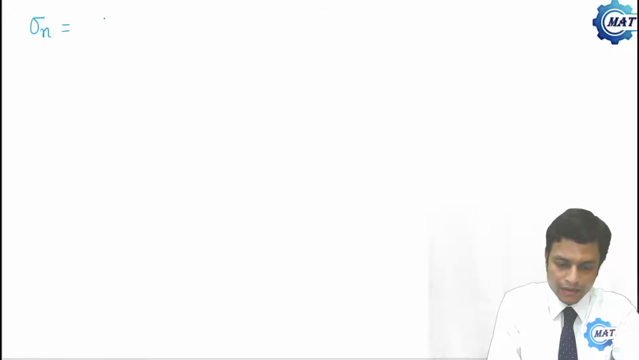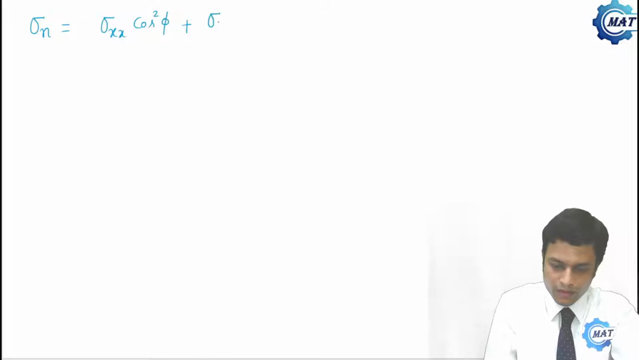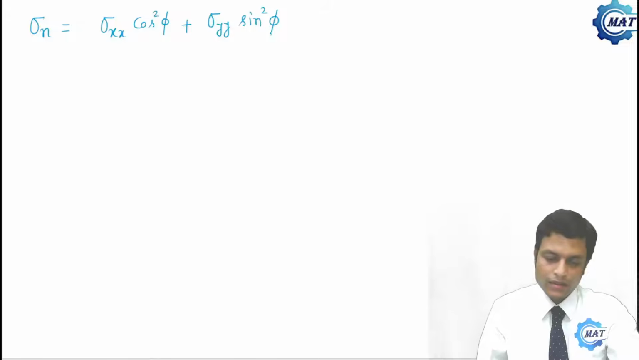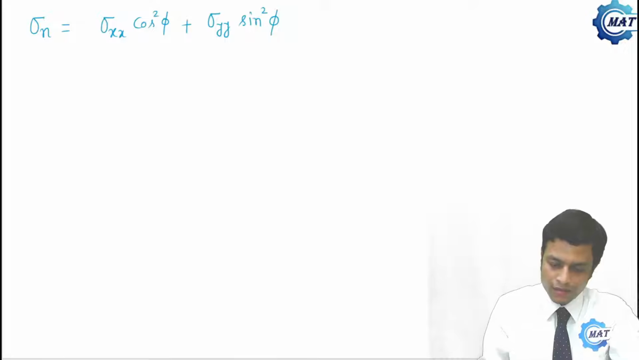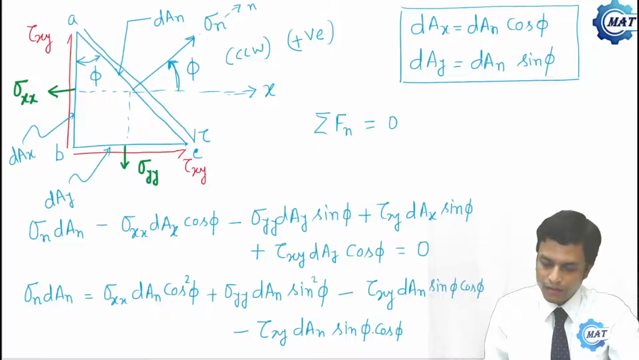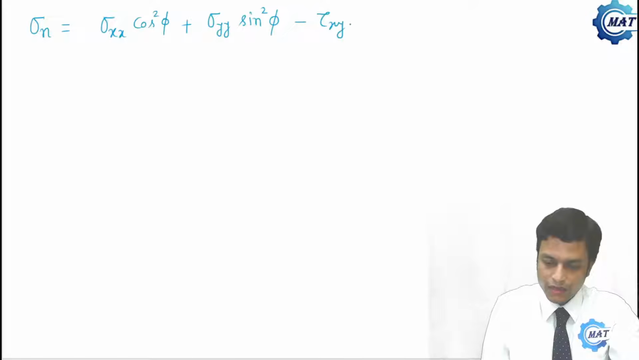So what will be the equation? Now let us go to the next page. Sigma n is sigma xx cos square phi plus sigma yy sin square phi, then minus 2 tau xy sin phi cos phi, and 2 sin phi cos phi is sin 2 phi. So minus tau xy sin 2 phi.